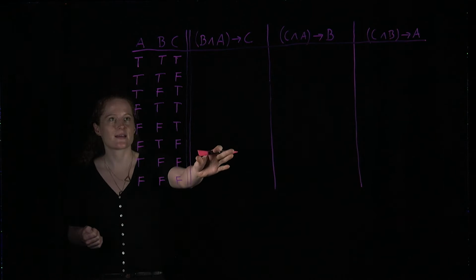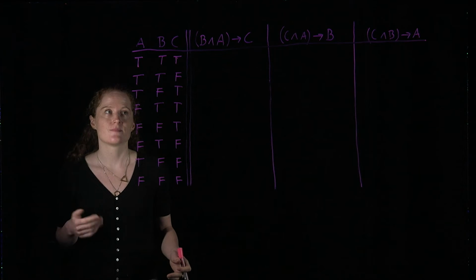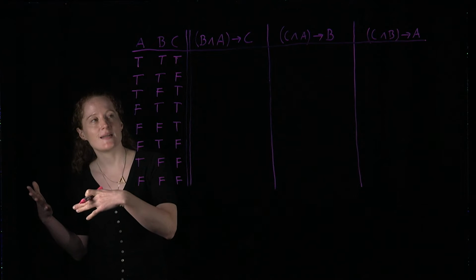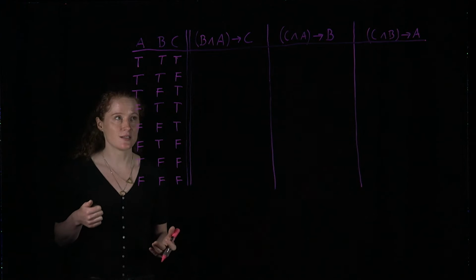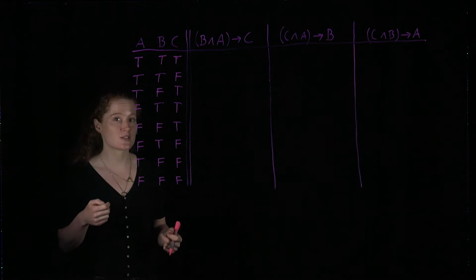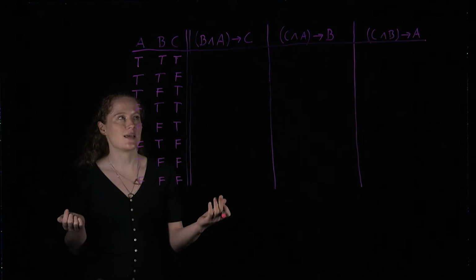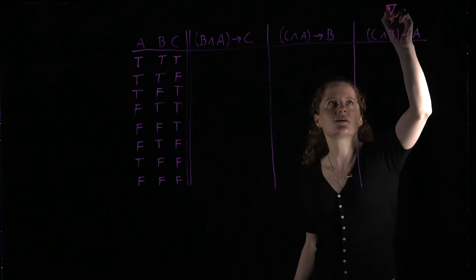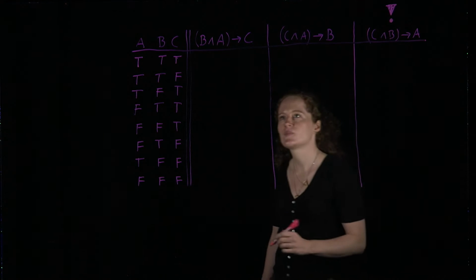Now in this particular example, I am looking at an argument with two premises. The first premise is a conditional. If B and A, then C. The second premise also is a conditional. If C and A, then B. And the conclusion likewise is a conditional. If C and B, then A. I'm going to mark the conclusion here with an exclamation mark, just to remind ourselves that this is the conclusion.